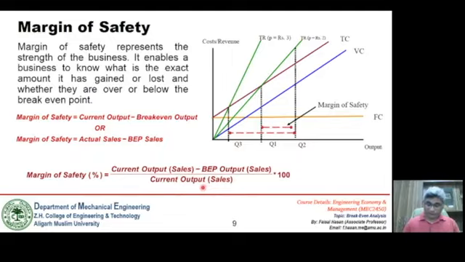So we have seen how we can manipulate the break-even point. In these two lectures we have covered the theoretical aspect of break-even analysis and the manipulation of the break-even point. In our next lecture we will focus on some problems in which what we have discussed in these two lectures will be used.